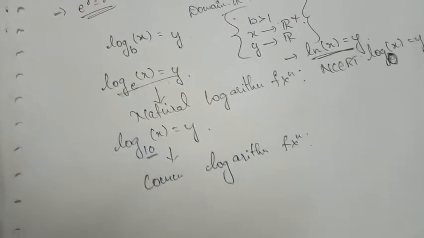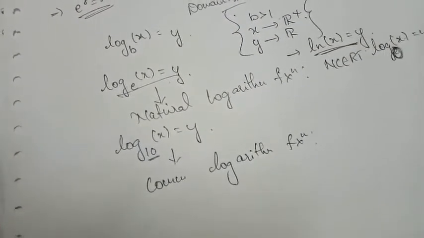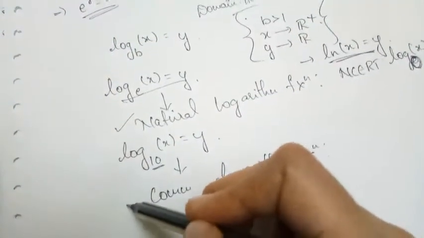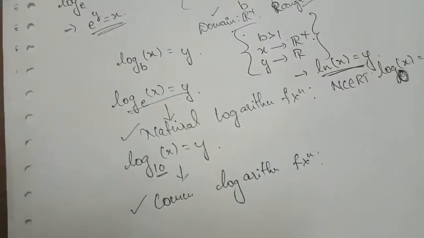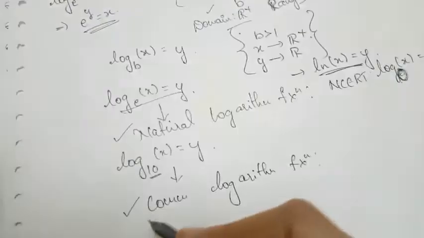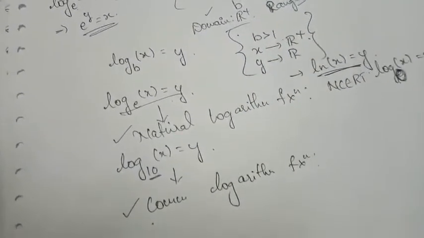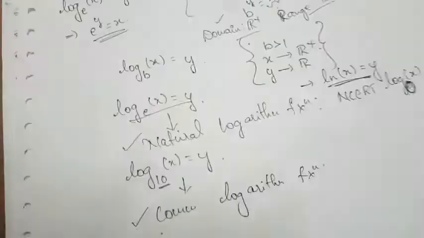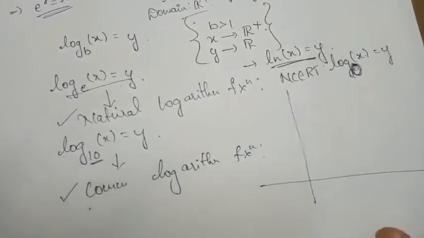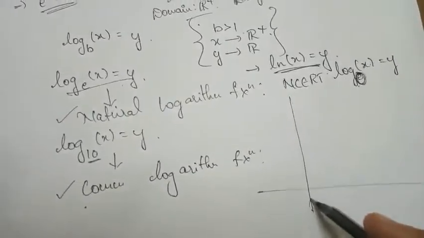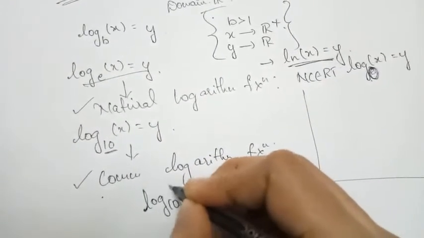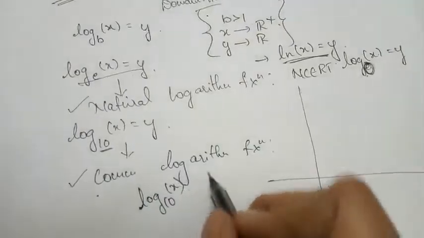As we have come across a natural exponential and common exponential function, here also we are coming across the natural logarithmic function and the common logarithmic function. In natural logarithmic, we are talking with respect to the base e. When it comes to the common logarithmic function, we are talking with respect to the base 10. Now let us see the graph of this logarithmic function, how the graph will be with respect to the base 10 first. So let us draw the graph of log 10 of x.